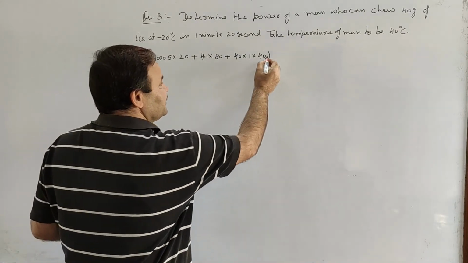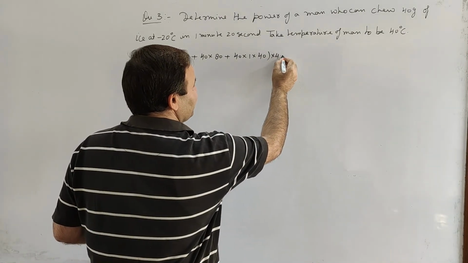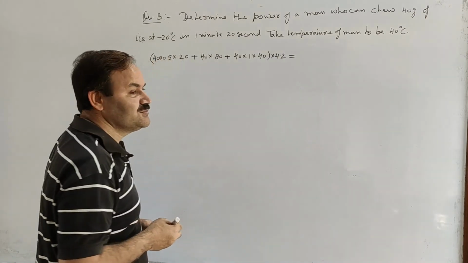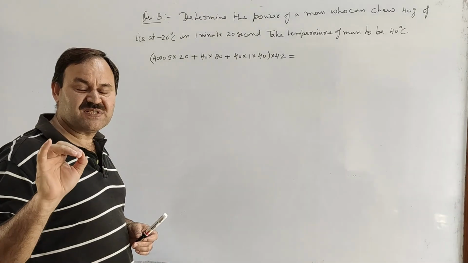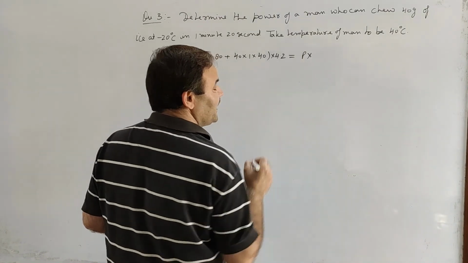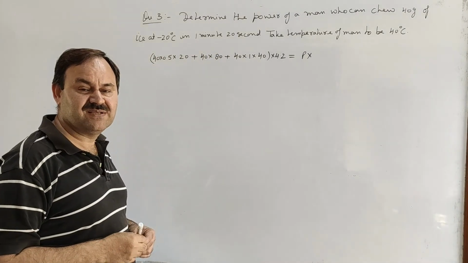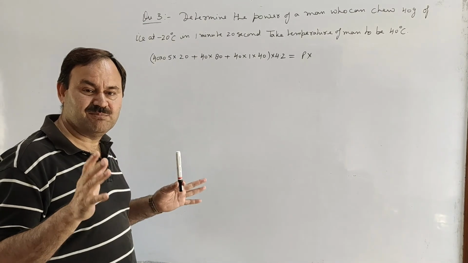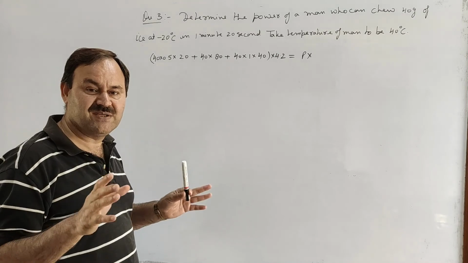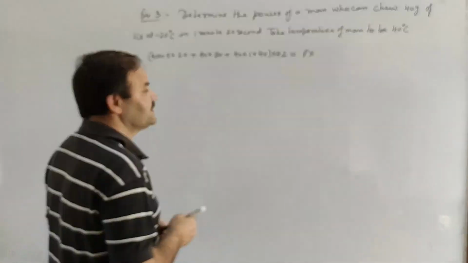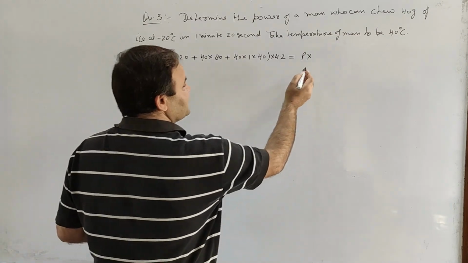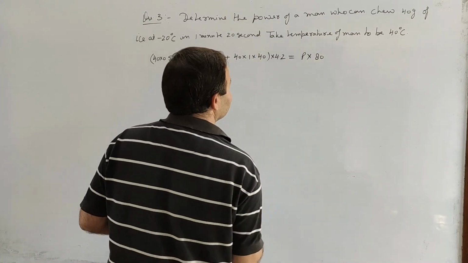We will convert it into joule by multiplying it with 4.2. This is equal to, if power of the person is P, then power into time will give the work done by the person, that is the energy supplied by the person to the ice. Power into time, where time is 1 minute 20 seconds, that is 80 seconds.